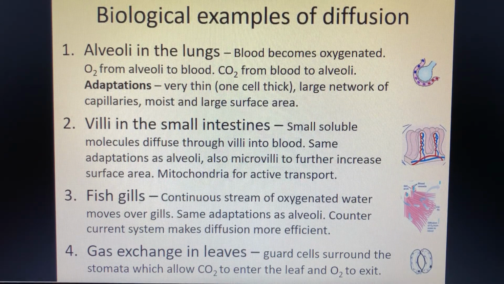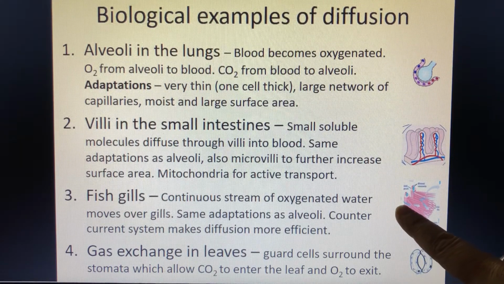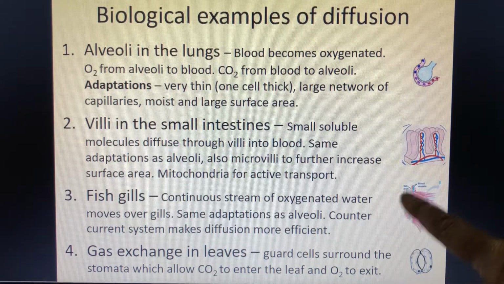It basically enables a diffusion gradient at all points across the gill. Because when that water first hits the gill, the water is very high in oxygen, but the blood going through the gills has actually collected lots of oxygen from further along. So it's got a higher concentration than it did further along, but still lower than the water. Okay, so if the water at this point here is, say, at 100%, the concentration of oxygen in the gill might be at 90, so we've got a diffusion gradient.